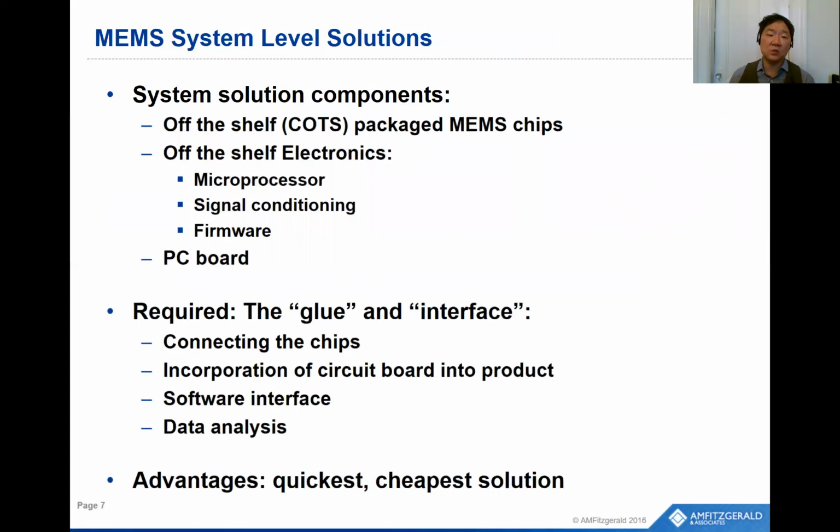System level solutions require these components. You need to have some off-the-shelf packaged MEMS chips. We'll talk a little bit about the difference between a packaged and an unpackaged chip. You start off with off-the-shelf electronics typically and a PC board.